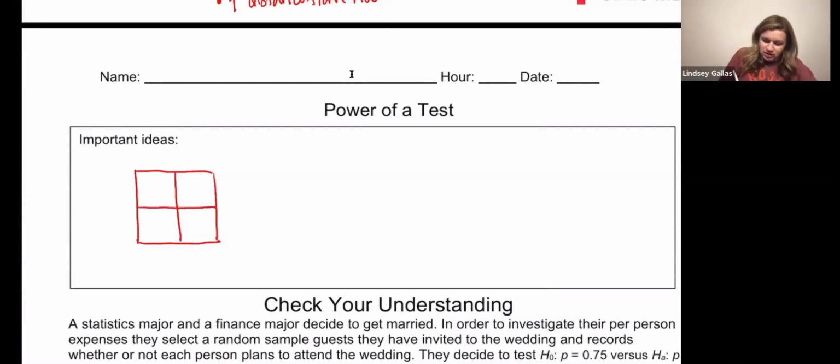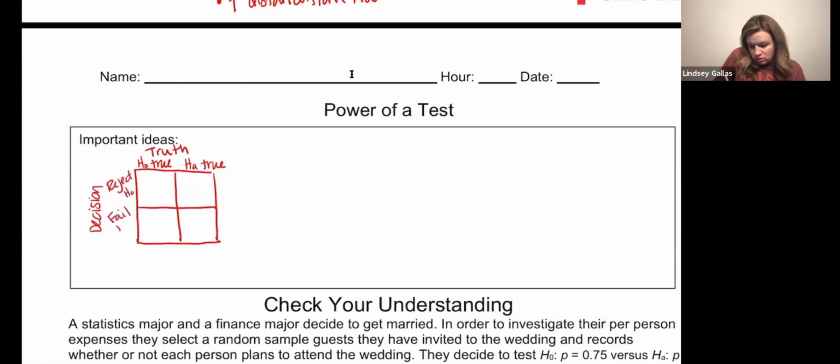And what I want to think about here is, okay, well, what is the truth? And it's either that the null is true or the alternative is true. Those are our only options. Okay, now on the other side, what I want to put here is what decision is made. So for making decisions, we can either reject the null or we can fail to reject the null.